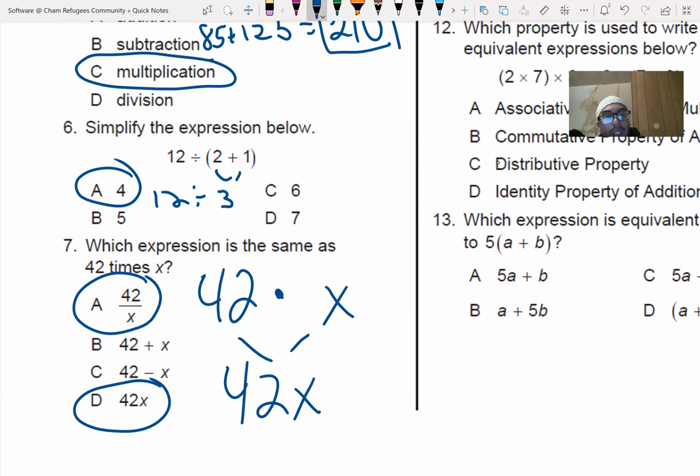What does this mean? This means 42 divided by, because of the line right there, x. What does B mean? Yes, Fatra, 42 plus x. And what does C mean, Yahya? I hope you're talking. But yes, it means 42 minus x, right? So this is the correct answer that we are looking for.